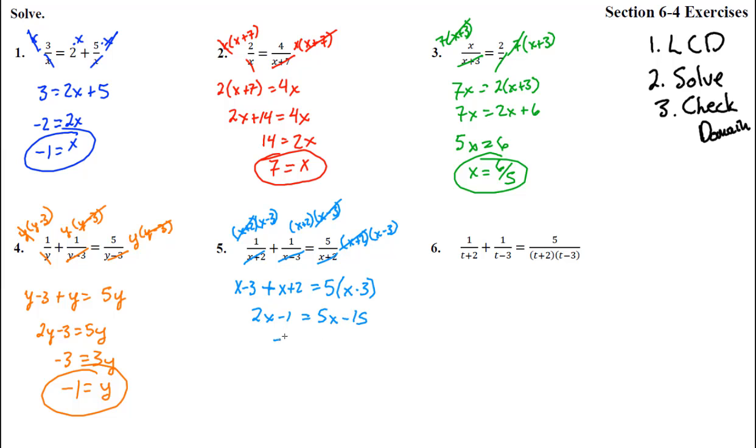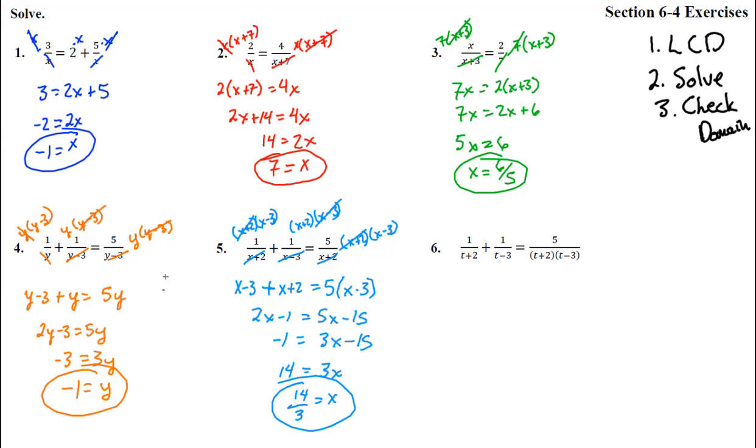Subtract 2x from both sides, we get minus 1 equals 3x minus 15. Add 15 to both sides, we get 3x equals 14. Is that right? Add 15? Yep, 14. Divide by 3, and we get x equals 14 over 3. 14 thirds. Let's double check to make sure we didn't violate any domain problems here. Nope, a negative 2 would be the bad one here, and a positive 3 would be a bad one there. So this is a safe answer.